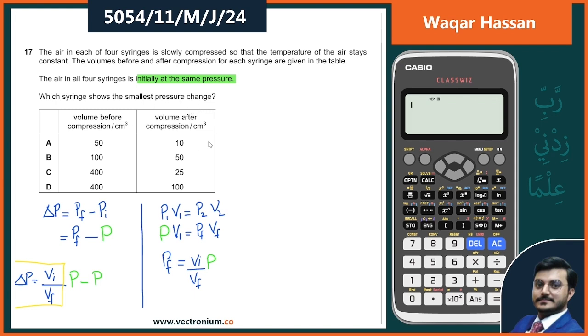So for A, 50 divided by 10 is 5. For B, 100 divided by 50 is 2. For C, the ratio is 16. And for D, the ratio is 4. So syringe B shows the smallest pressure change. Therefore, option B is the correct answer.